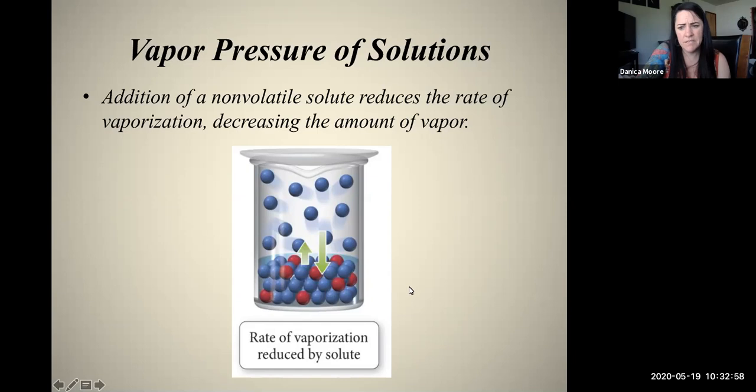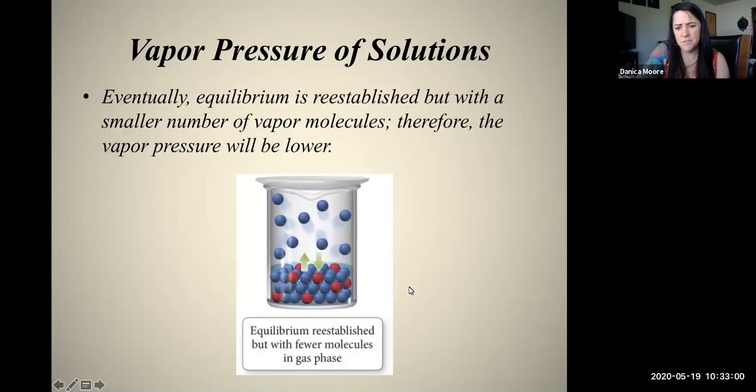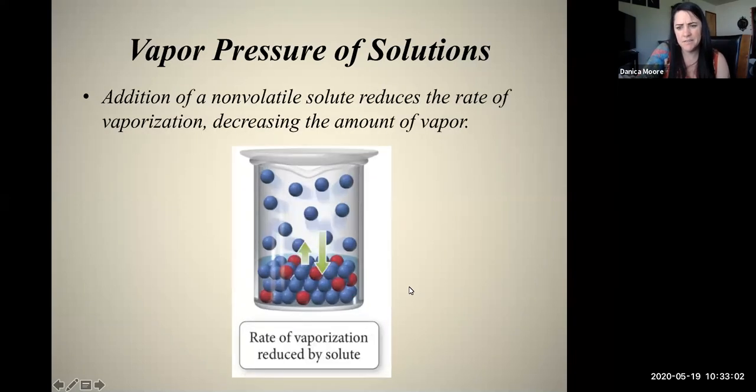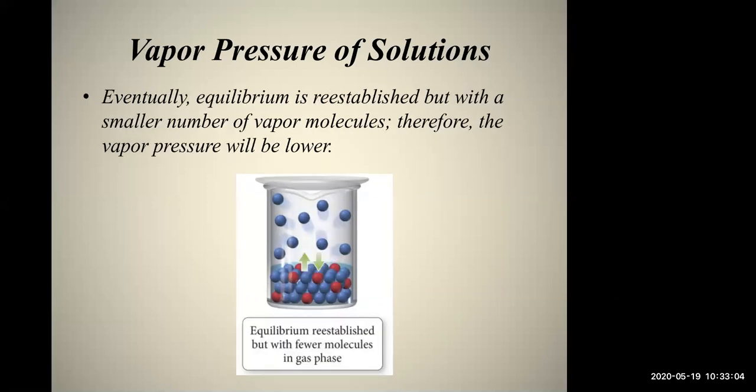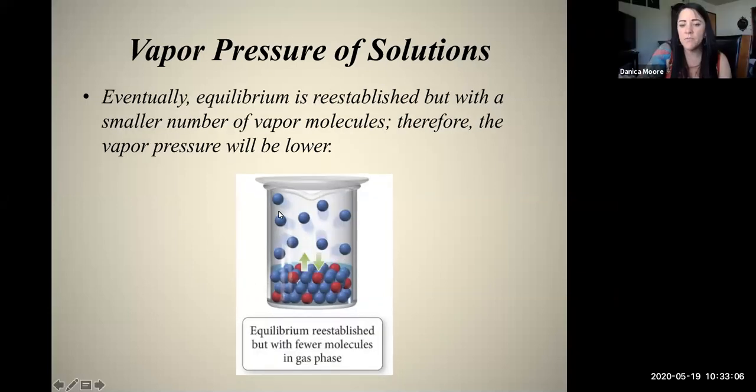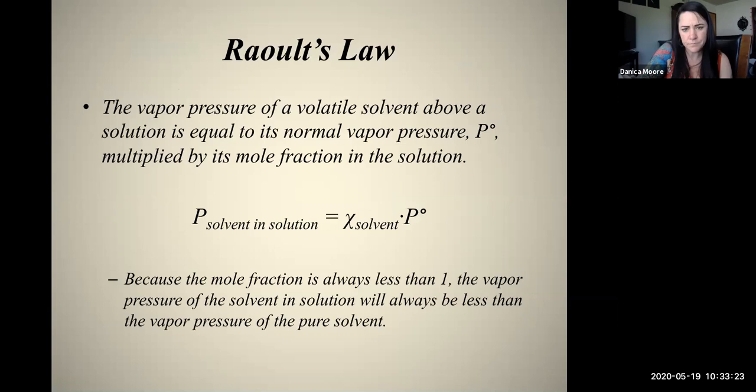Brooke, Brittany, Jerica, Rashilda, you guys okay with that? Making sense? Yes. Cool. And so again, that equilibrium will always be reestablished, right? If we give it enough time. And in this case, when we reestablish the equilibrium, there's less molecules in the vapor phase, right? So the vapor pressure will be lower.